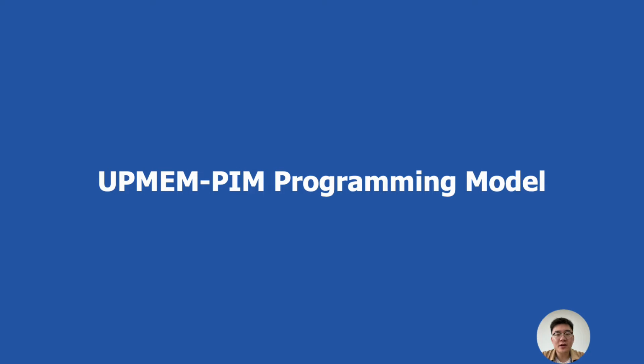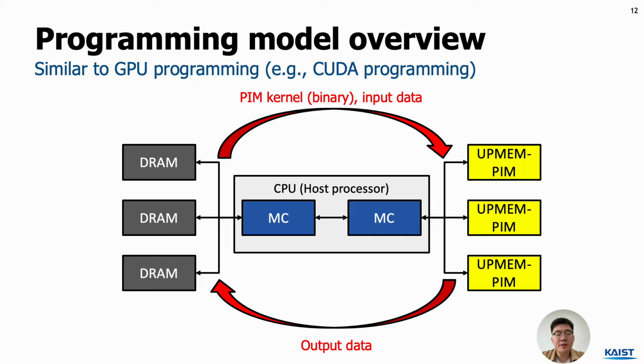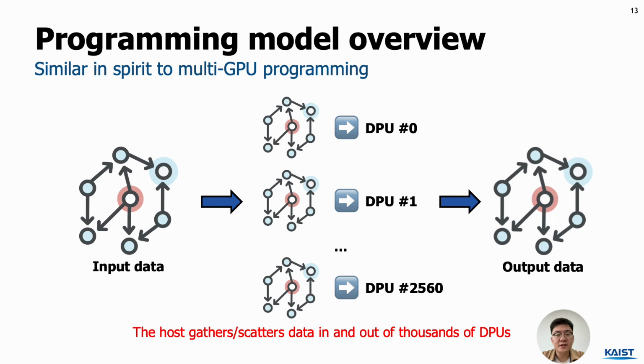Now that we know the basic architecture of UPMEM PIM, let's look into UPMEM PIM's programming model. UPMEM PIM's programming model is similar to today's GPU programming. UPMEM PIM follows the coprocessor computing model, where the CPU offloads the memory-intensive task to the DPU, functioning as an arbiter of the PIM program's execution. More specifically, the host splits the input data across multiple DPUs. Then after computation, the host gathers the output results from thousands of DPUs and makes the final output data.